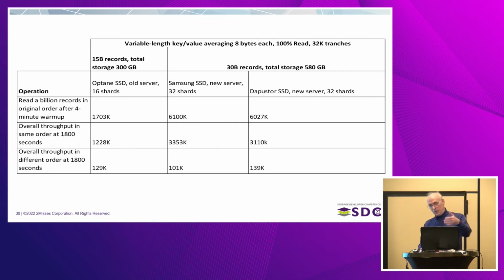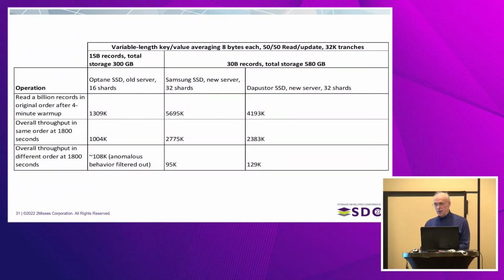So the numbers here are, as I said, you have a Samsung 980 Pro, it's Gen 4, and the reason why Gen 4 matters a lot is because it's basically sequential. These original order reads are basically sequential reads. Notice that the different order numbers are not only not very good, but they're not that much different between the different storage technologies. It's just the sequential reads.